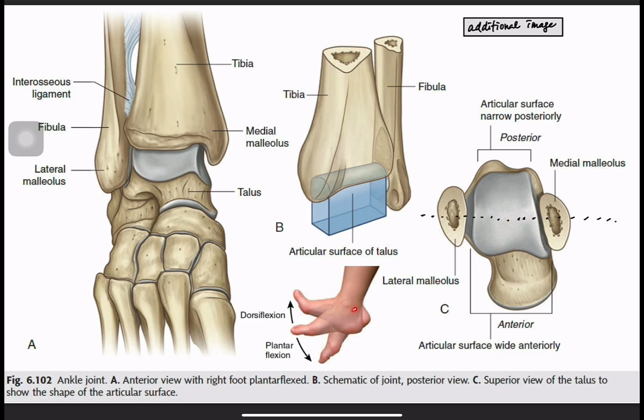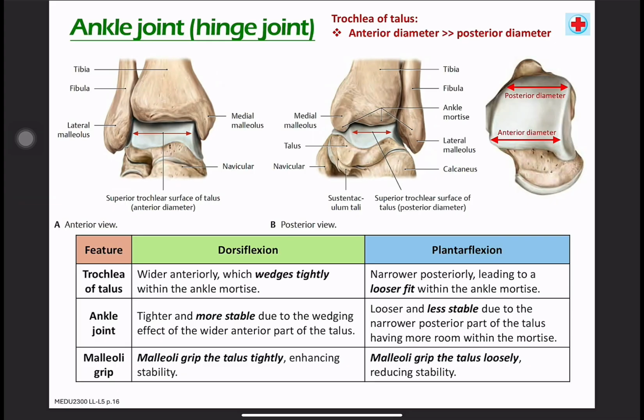Okay, what if the foot is in plantar flexion? The posterior narrower part of the trochlea is now within the mortise, making the joint less stable. As you can see, more room is allowed for a certain extent of movement. So this explains why ankle sprains commonly occur during plantar flexion, because the joint is inherently less stable in plantar flexion. To facilitate your revision, I made this comparison table for your reference.